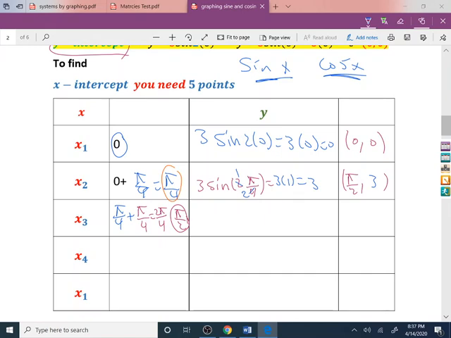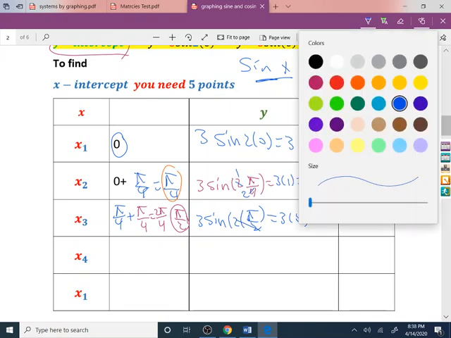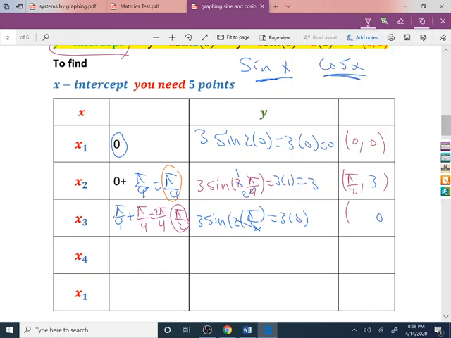Here, 3 sine 2, and I have here pi over 2. Here, pi over 2. 2 cancel with 2. Sine pi, go to the table, is 0. And then here we have 0. And then pi over 2 comes with 0.